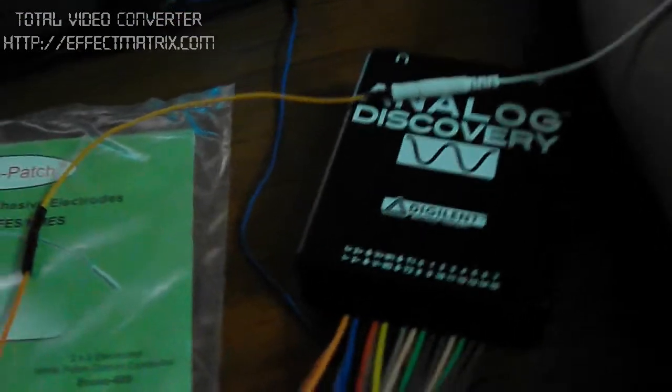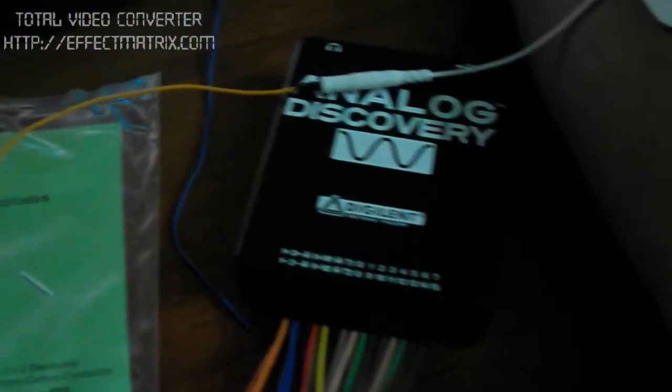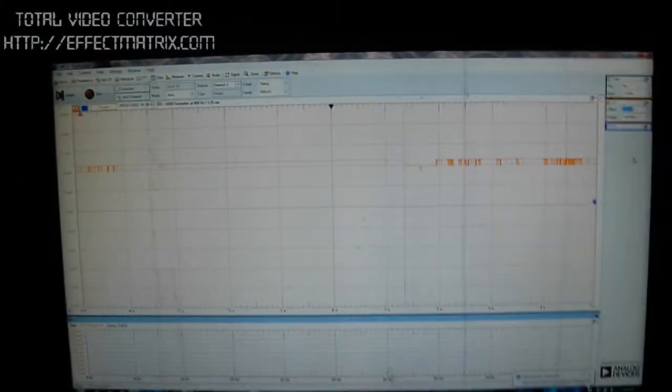What I'm trying to do is I take the signal from these two electrodes and I give it to the built-in oscilloscope in this Analog Discovery kit by Digilent and Analog Devices Inc. And then I analyze the waveform through a software called WaveForms on my computer.